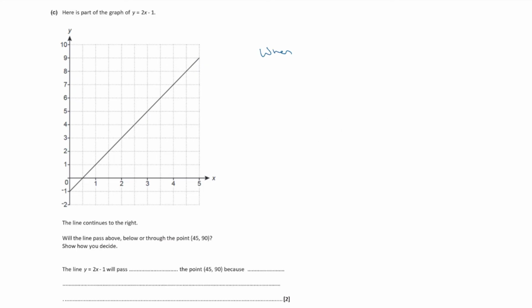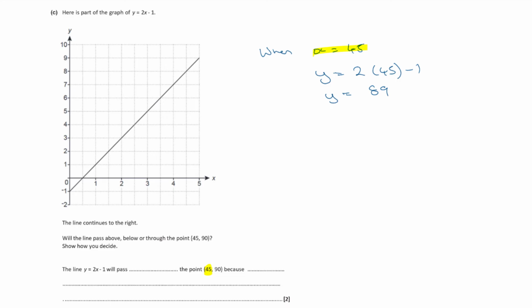So the x-coordinate is this one, isn't it? So when x is 45, I'm going to sub that into the equation and see what value of y I get. y is equal to 2 lots of 45 minus 1. So I've just replaced the value of x with 45. So 2 times 45 is 90. Take away 1, that's 89.